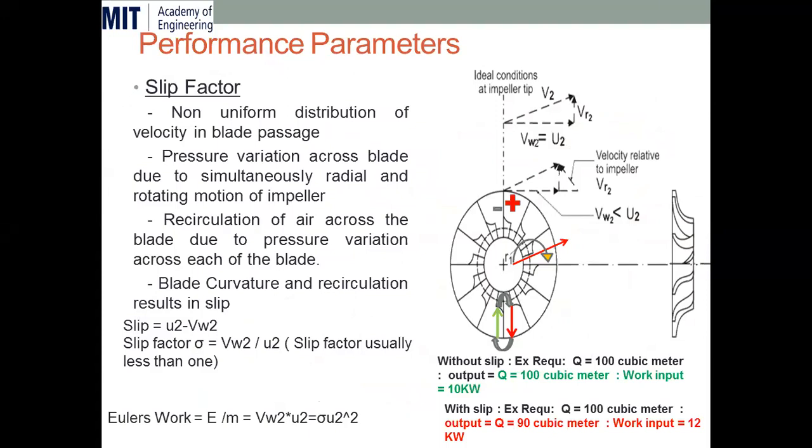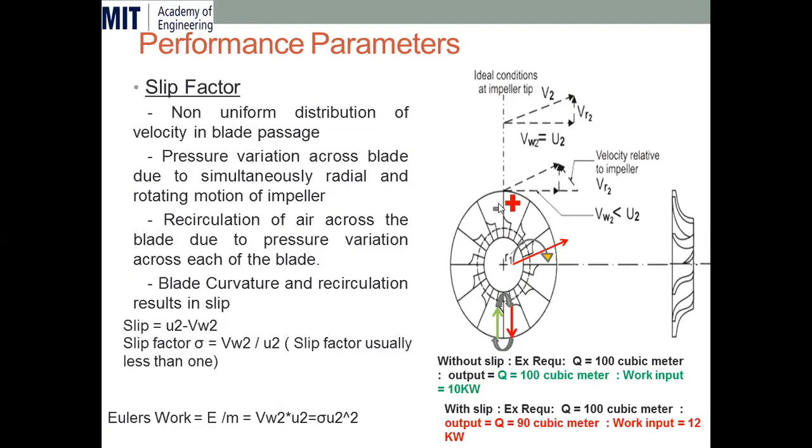The next topic is the slip factor. Basically, the slip factor can be defined as the small recirculation of air across the blade due to pressure variation across each blade. We know that the centrifugal compressor impeller has a specific shape of blade, that is an aerofoil shape, and the basic nature of the aerofoil shape is to give pressure energy. Pressure variation can happen across that particular aerofoil shape of the blade.